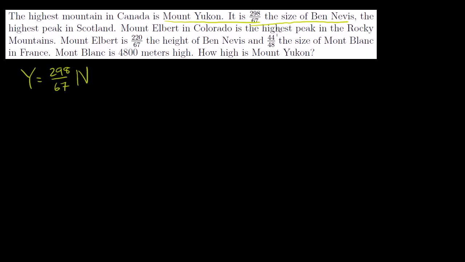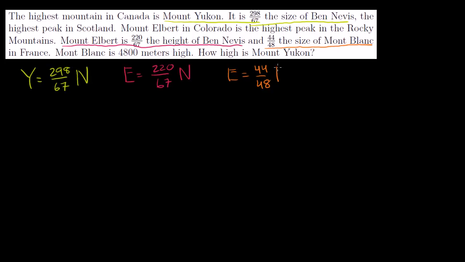Mount Elbert in Colorado is the highest peak in the Rocky Mountains. So we have this other information here. Mount Elbert is 220 over 67 the height of Ben Nevis. Let's say E for Elbert. E is equal to 220 over 67 times Nevis, the same Ben Nevis right there. And they're telling us more. It is 44 over 48 the size of Mont Blanc. So Elbert is equal to 44 over 48 the size of Mont Blanc.